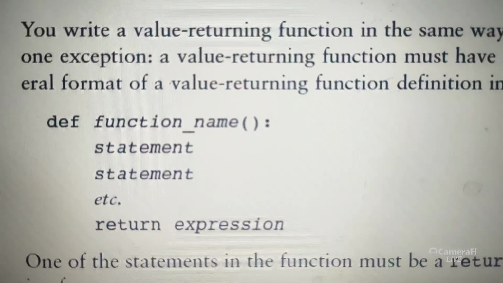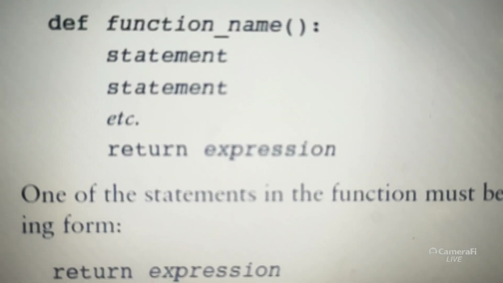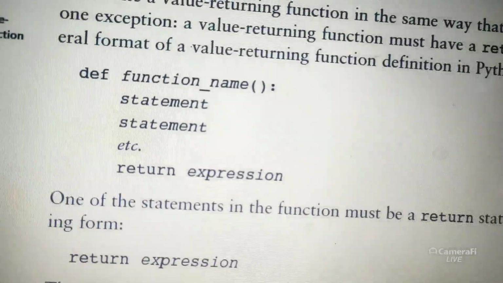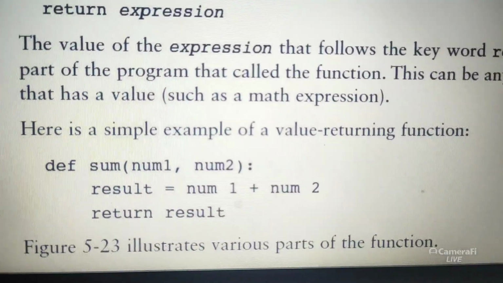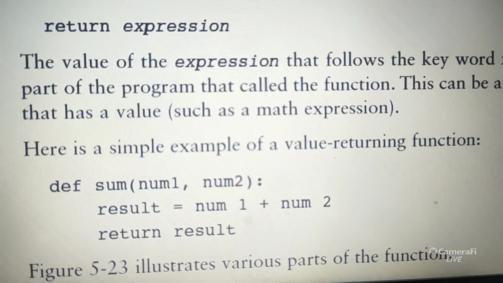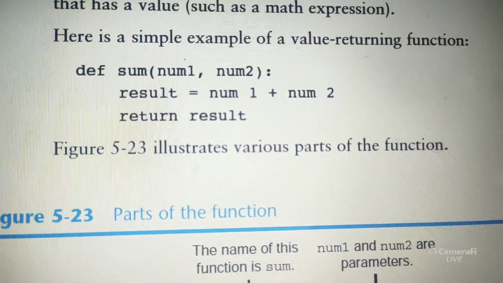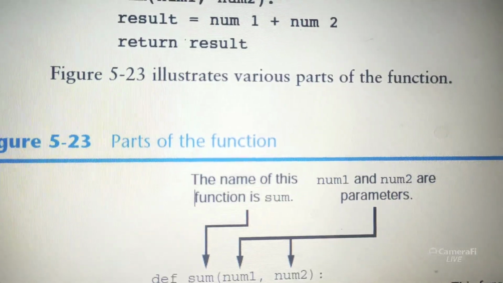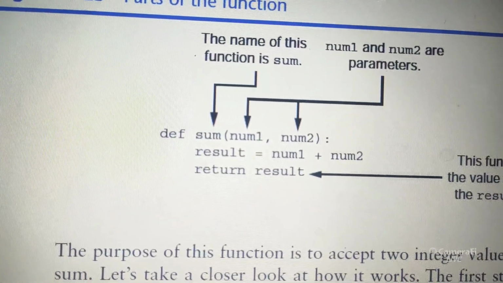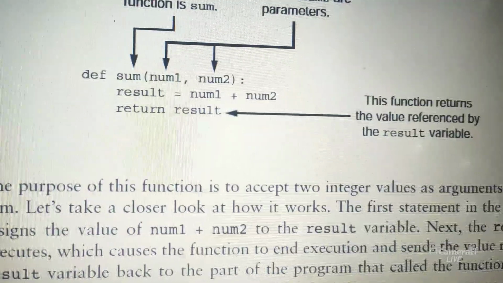It is similar to the void function. def function name, statements, and here we'll include a return expression. So the return statement comes along with the def statement, as in a void function. Example: def sum num1 comma num2, result equal num1 plus num2, return result. I said add earlier, but here, instead of a return type at the starting point, we can directly return the result. The name of the function is sum, num1 and num2 are the parameters, and the function returns the value referenced by the result variable.